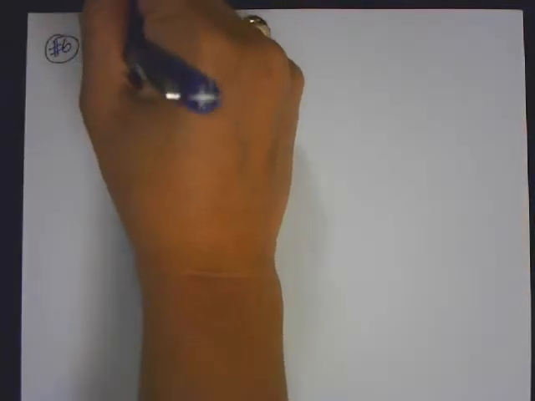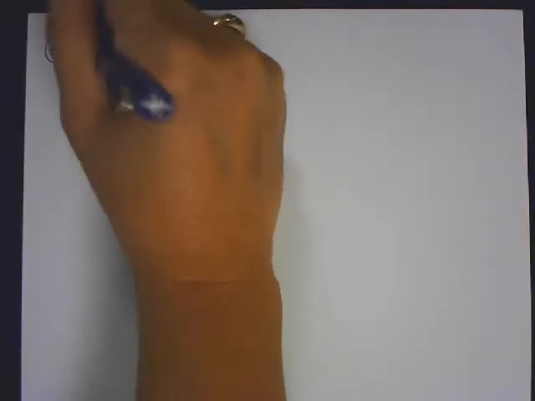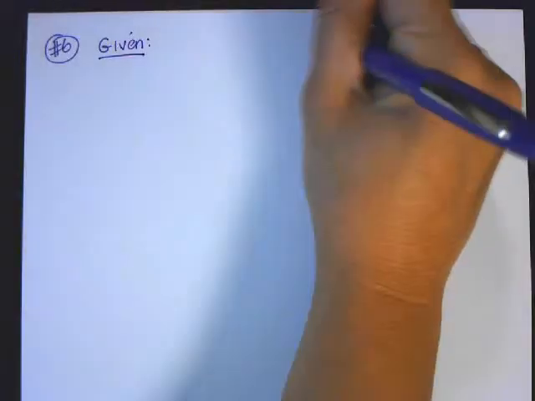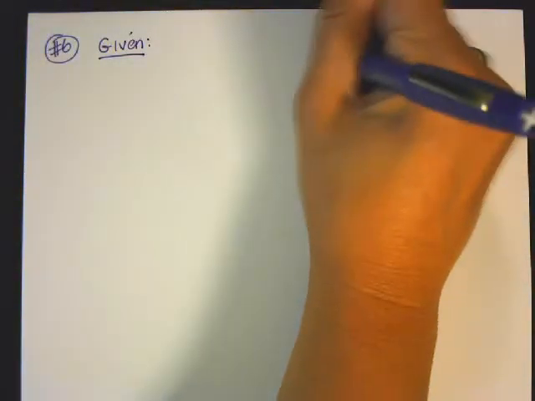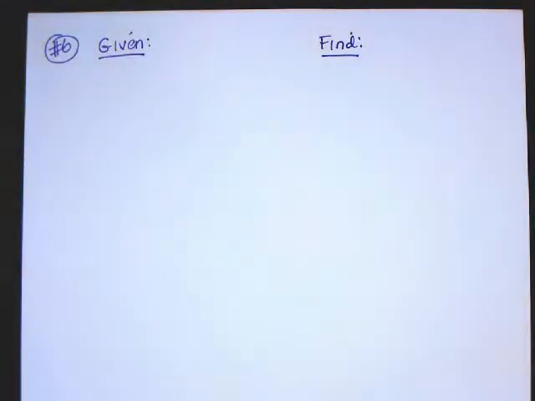Let's look at number 6. This is the most difficult problem on the homework. For every problem, we're going to write our given and what we want to find. And again, we're going to try and chunk it step by step.